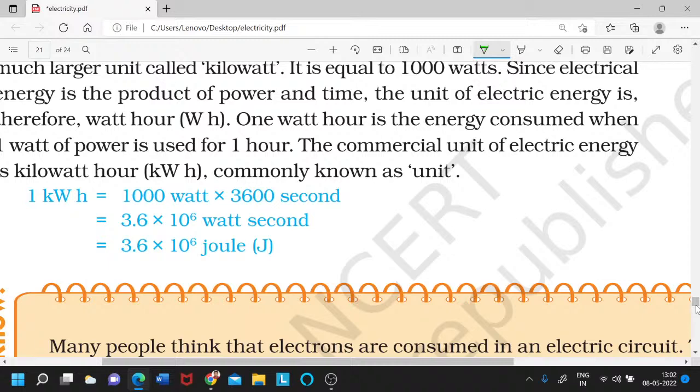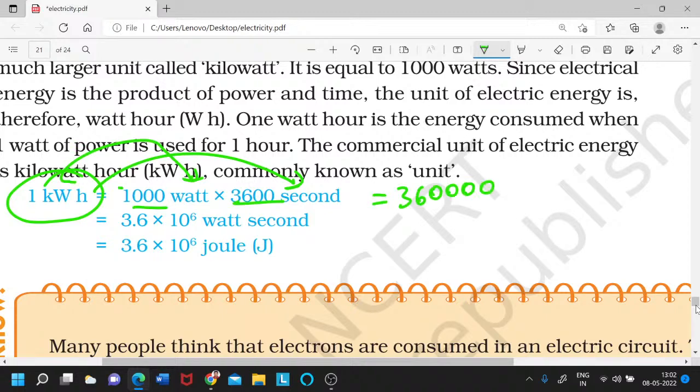What is 1 kWh? Kilowatt hour. Actually, kilowatt hour is called energy. So how is it energy? It's very simple. Kilowatt is how many watts? 1000 watt. 1 hour is how many seconds? 3600 seconds. 1 hour is this much, 1 kilowatt is this much. These two multiplied will give 3,600,000 watt second.